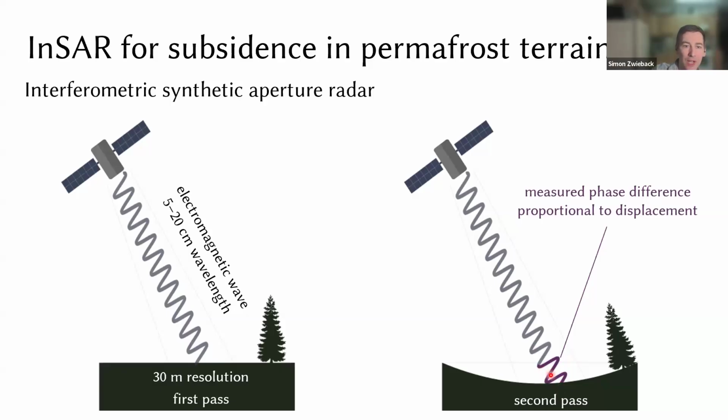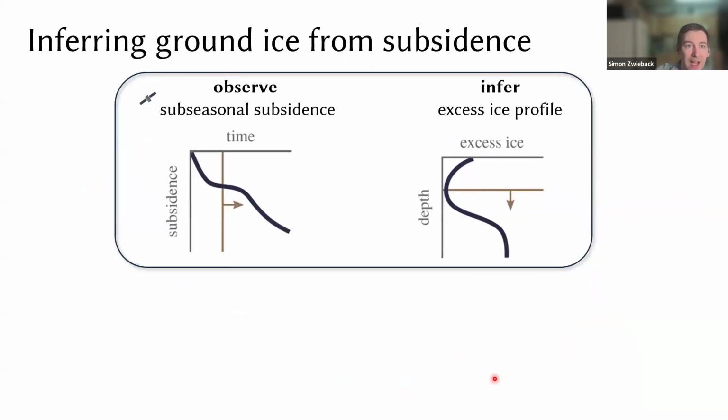In practice, we don't just do that once. So we don't just have two observations from which we can get one estimate of the displacement, but we actually make many, many observations every 12 days, and then we can build up a time series of subsidence. Now I want to explain how we can use such subseasonal time series, so regular observations over a summer period, to infer the amount of excess ice that is present. So on the left, that's what we observed. That's going to be the input to our method.